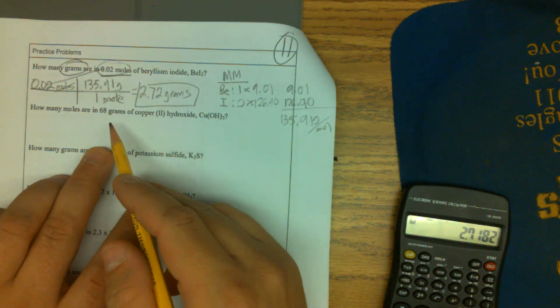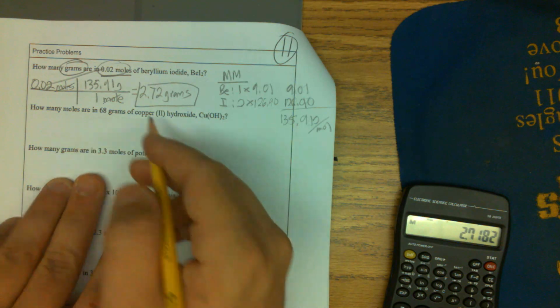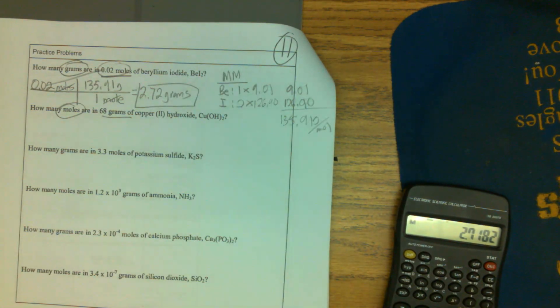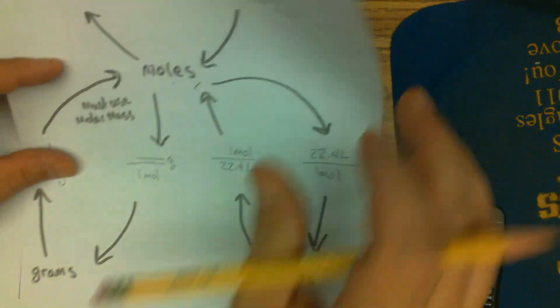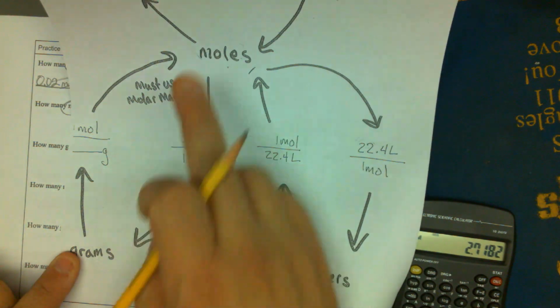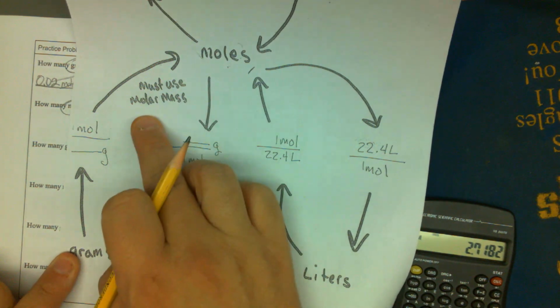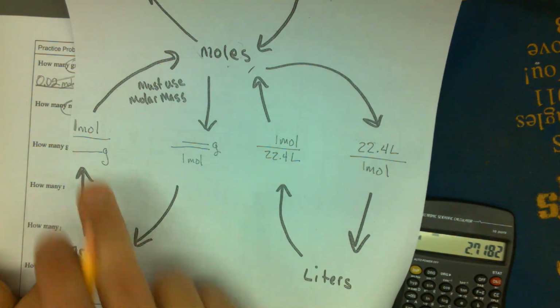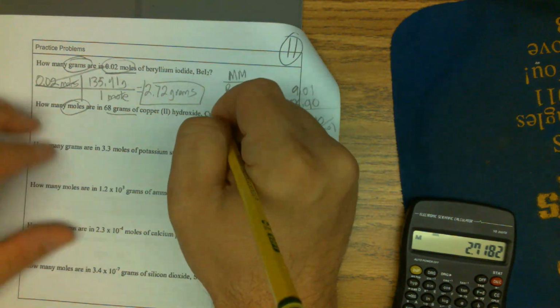Okay, second one, we're going to go from grams to moles. So we're going to start with grams, and we're going to ask to find moles. So going from grams to moles, we're doing the opposite. Grams to moles, we follow this. We must use the molar mass. So it's 1 mole on top, grams on the bottom. So let's find the molar mass of this.